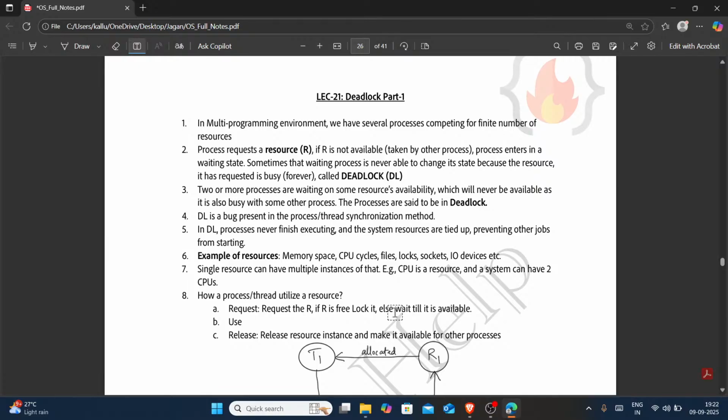Deadlock is a case where two or more processes are waiting for each other indefinitely, waiting for each other to release their resources.